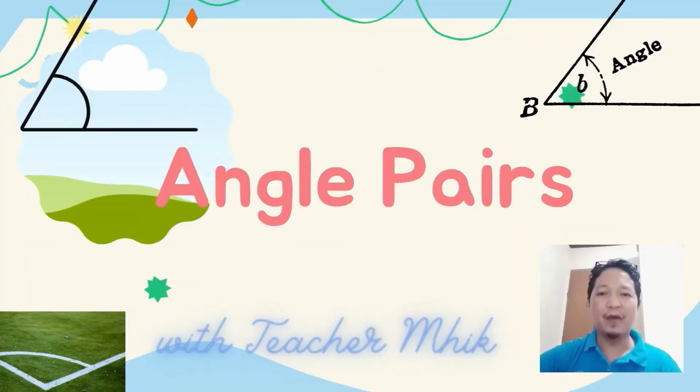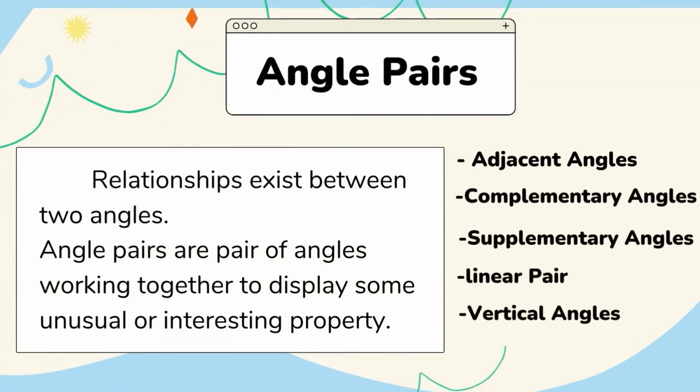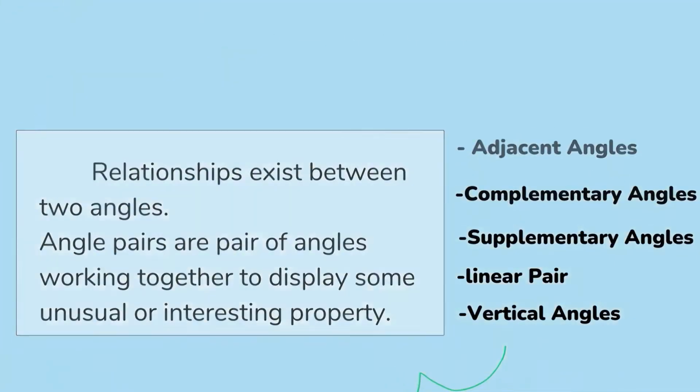For this video, it was designed to help you learn about angle pairs and how they are related to each other based on their measurements. So what are angle pairs? Relationships exist between two angles. Angle pairs are pair of angles working together to display some unusual or interesting property. Angle pairs include adjacent angles, complementary angles, supplementary angles, linear pair, and vertical angle.